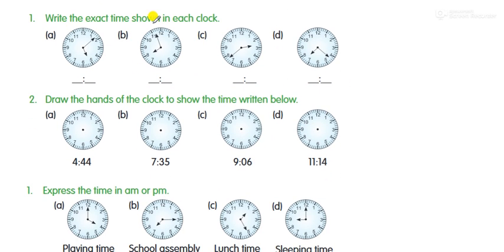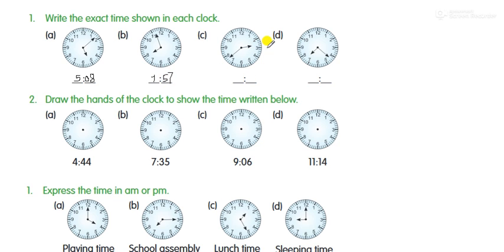Write the exact time shown in each clock. Here the hour is 5. If the minute hand is at 1 it's 5:05. So it's at 5, 6, 7, 8. So here the time is 5:08. So write 5:08. Next it is 7. Here up to here is 55, 56, 57. So here the time is 7:57.